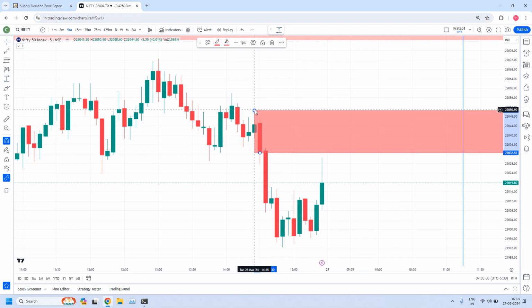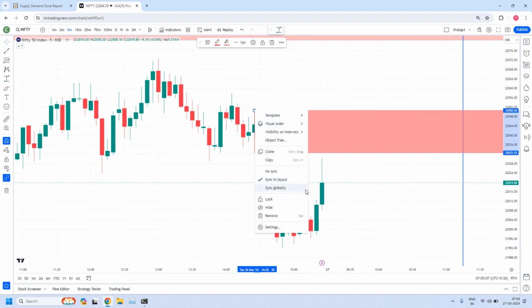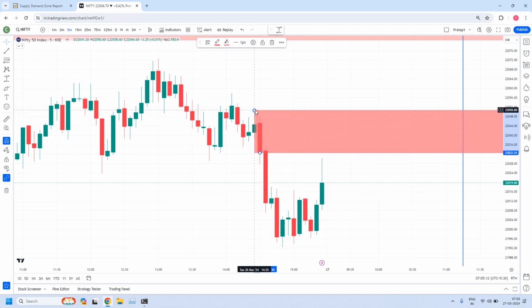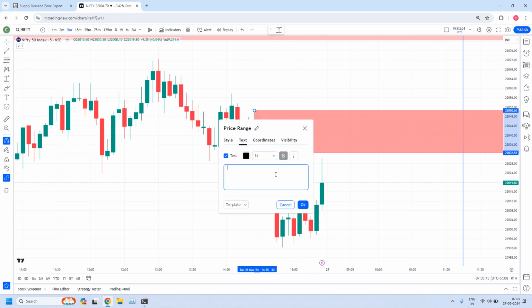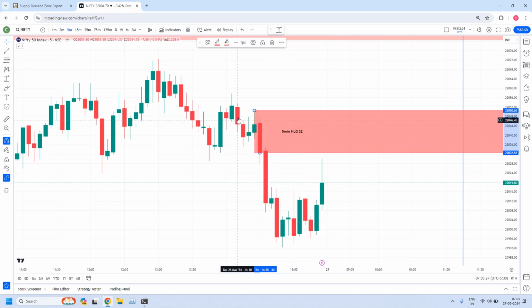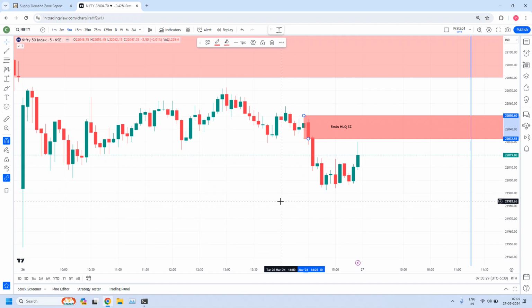So this is the way we can draw a supply zone. This is a 5 minute supply zone. Let me add the text. This is a 5 minutes high liquidity supply zone. We have drawn it based on type 2 proximal entry.